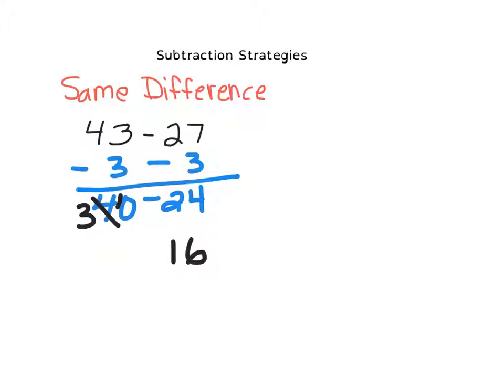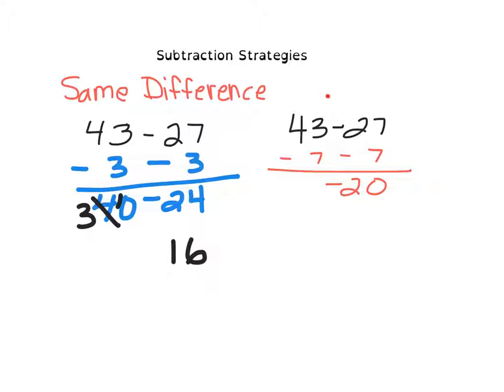You can also do the same problem a different way. So if I did 43 minus 27, and let's say I wanted to make this second number into a nice whole number so I could subtract, I'm going to subtract 7 from both numbers. So this is going to be 20. Ooh, this is kind of a hard subtraction. So I can use the same difference principle even within the number.